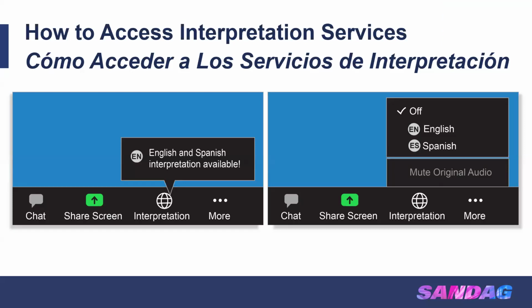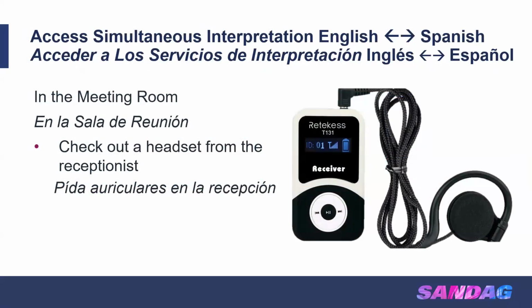Announcement from the interpreter. To use the interpretation feature, please scroll to the bottom of the Zoom screen where the meeting controls are. Click on the interpretation icon, the world, and select English as your language. If you're joining through the Zoom mobile app from a cell phone, tablet, etc., please press the ellipsis, then interpretation, and then choose your language. Finally, click on mute original audio to not hear the original Spanish low in the background. Headsets are available for interpretation. If you're in the meeting room, please check out a headset from the receptionist in the lobby.